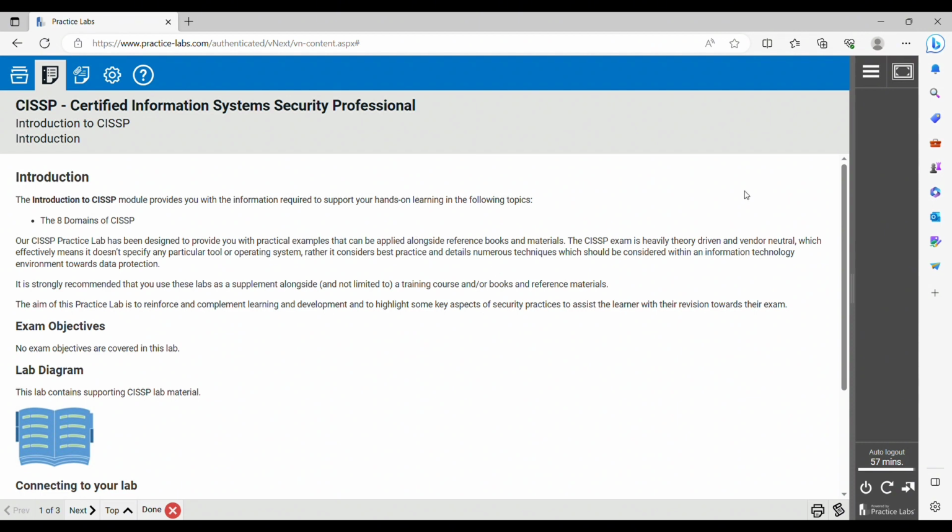The CISSP exam is heavily theory-driven and vendor-neutral, which effectively means it doesn't specify any particular tool or operating system. Rather, it considers best practice and details numerous techniques which should be considered within an information technology environment towards data protection.